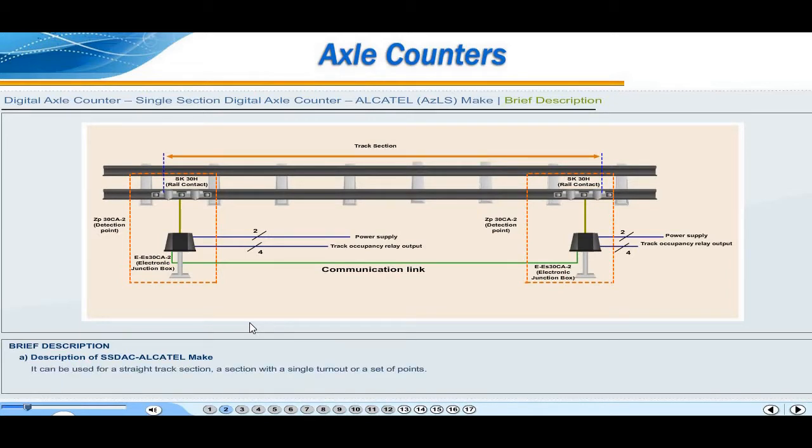It can be used for a straight track section, a section with a single turnout or a set of points. It consists of two or more detection points known as ZP30CA2. A separate evaluator unit is not required. ZP30CA2 contains a 2 out of 2 vital microcomputer system to count the axles, establish track occupancy and provide this information to the block or interlocking equipment.